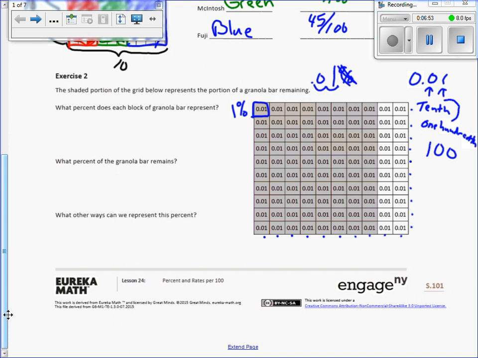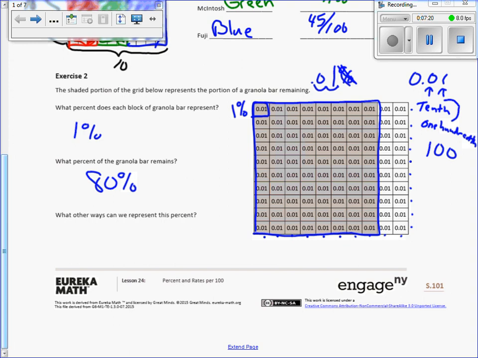Okay? So a shaded portion of the grid below represents a portion of a granola bar remaining. What percent does each block of granola bars represent? What percent? 1%. What percent of the granola bar remains? Well, 1, 2, 3, 4, 5, 6, 7, 8 by 10. This is the remaining. That's 80%.